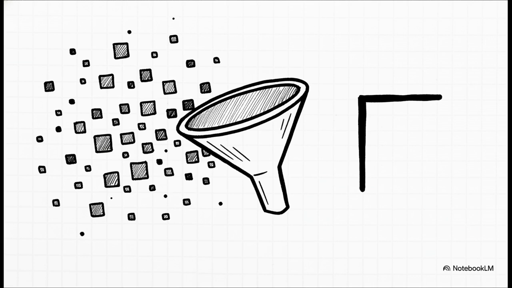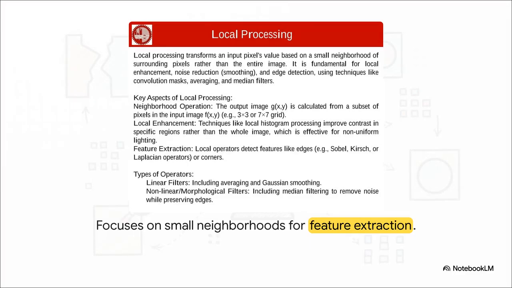You can think of linear filters almost like a blur tool used to smooth out background noise, while median filters act more like a highly specialized vacuum, just sucking up stray pixels while keeping those important edges incredibly sharp. These core techniques are absolutely fundamental for image enhancement and edge detection using what are called convolution masks. It allows for localized contrast improvements.